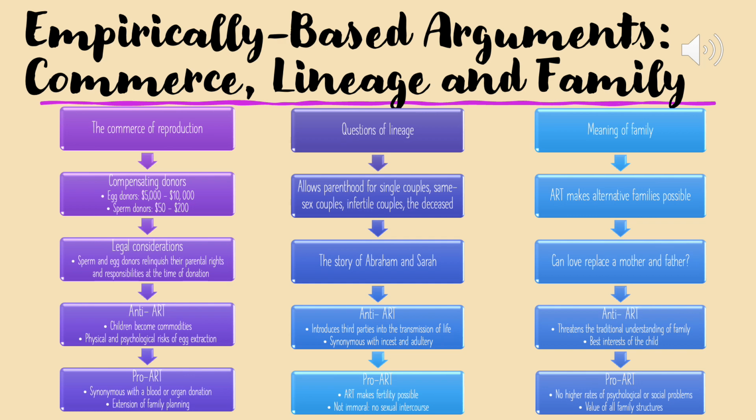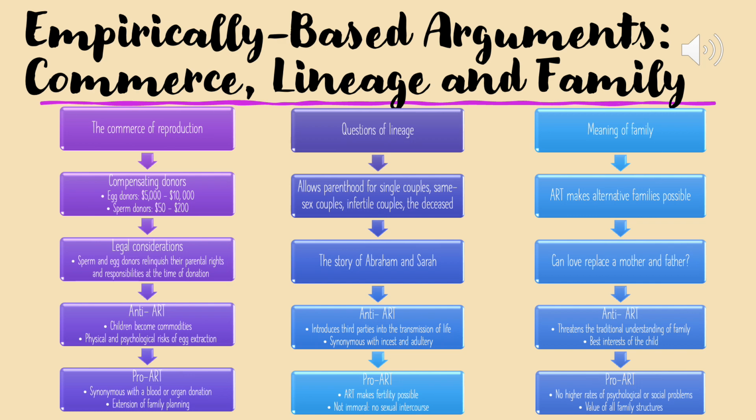Finally, the question of the meaning of family comes up. ART makes alternative families possible. Naturally, a child can only be born between a man and a woman. ART allows for same-sex parents to have children. ART allows, again, as we discussed, infertile parents to have children. ART allows for people that have had surgery or cancer, or are single individuals, to have children.